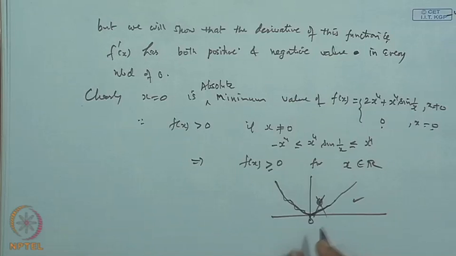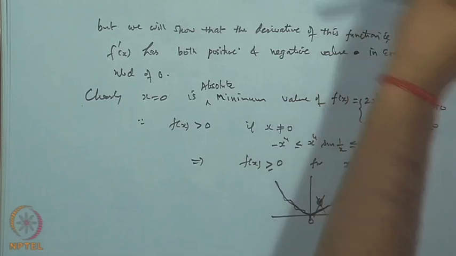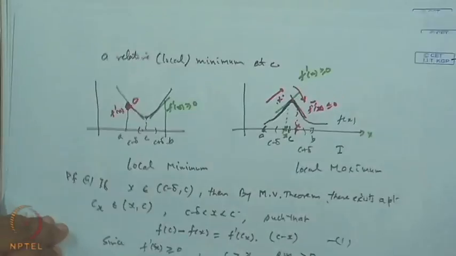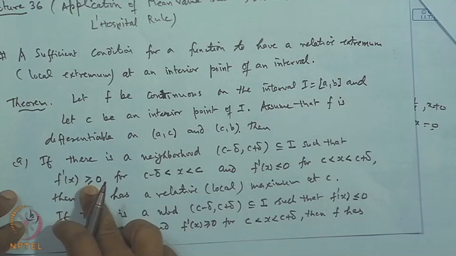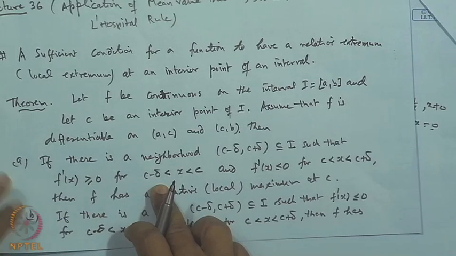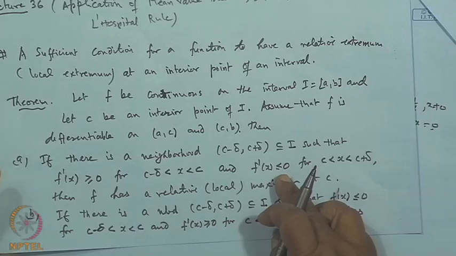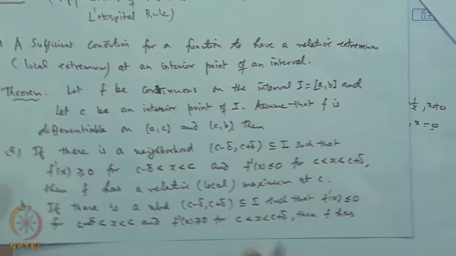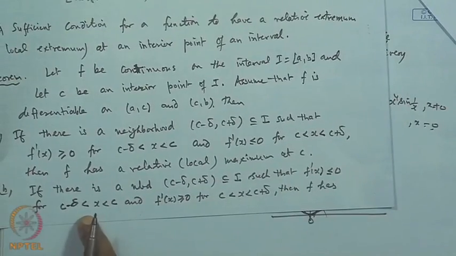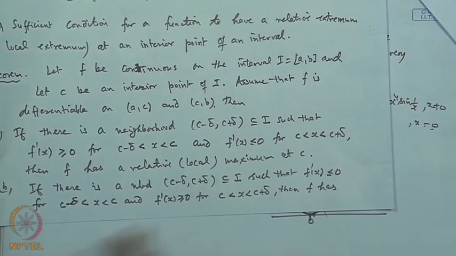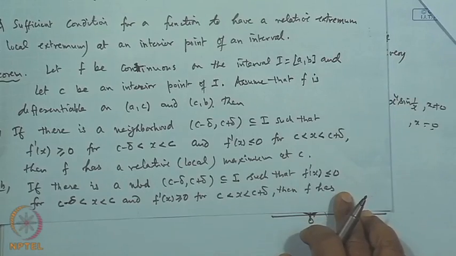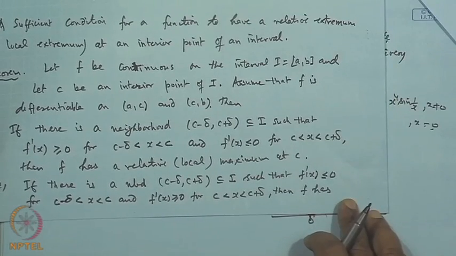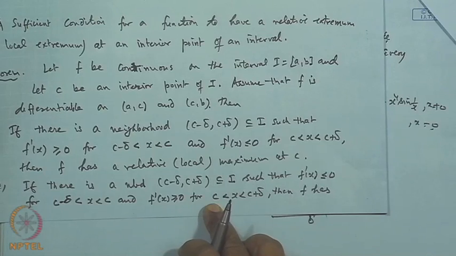It means, though it has a minimum value at the point 0, according to the previous result which we have shown, if it has a maximum, the derivative is non-negative on the left hand side interval and non-positive on the right hand side interval. And when it is a minimum point, then on the left hand side the derivative values will be less than or equal to 0, and on the right hand side it will be greater than or equal to 0.